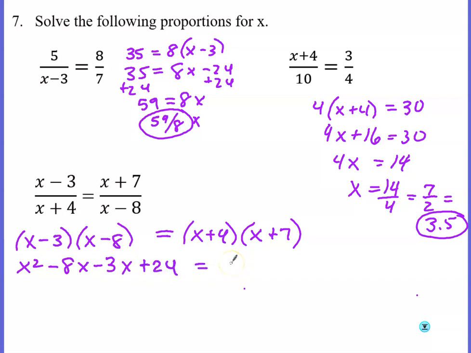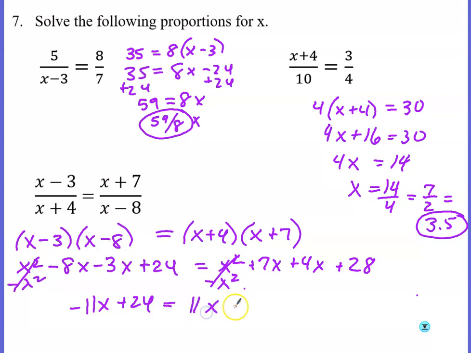Remember, you can pause and stop this as much as you need. x times x, x squared. x times 7, plus 7x. 4 times x, plus 4x, and 4 times 7, plus 28. So once again, if I try to move the x squared over here, they both cancel. So that's kind of cool. So we don't have to worry about quadratics. I'm going to put my like terms together.